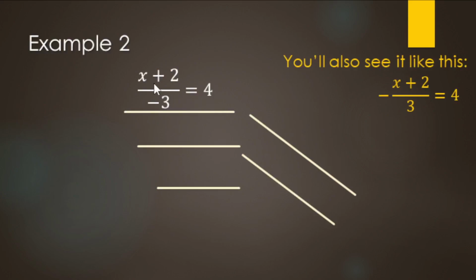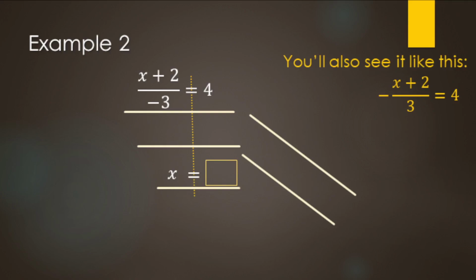Here we have x plus 2 over negative 3 equals positive 4. Now this negative here could be written out front like this. So when you see this one, we kind of want to think of it this way. We're going to undo the minus and the 3 in the same step here. So in your brains, these ones are basically the same. So again, here's our equation. We're going to end up with x equals and then the value at the bottom.